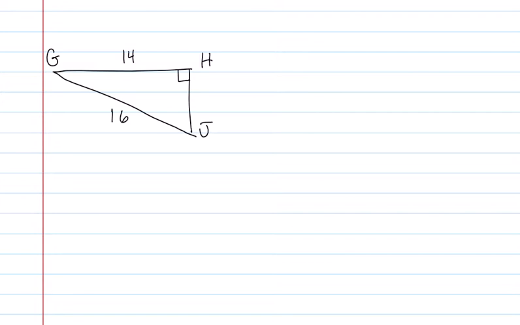First I want to list out everything that I need to figure out. I need to find the length of HJ, the measure of angle G, and the measure of angle J as well. First and foremost, I've got two sides of a right triangle, so I want to use the Pythagorean theorem. I'm going to start out with a squared plus b squared equals c squared. It's a right triangle, so I can use that. 14 squared. I don't have the other side.